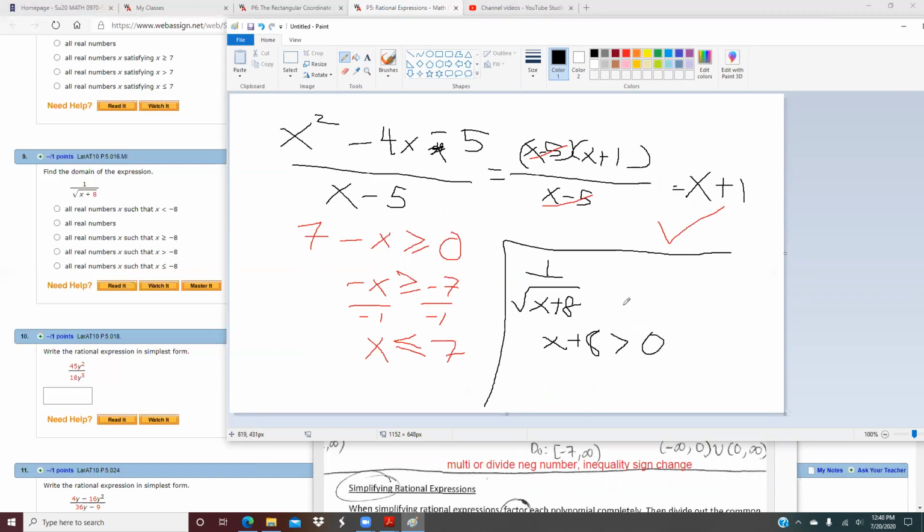There's no equal sign here. The reason why there's no equal sign is because you cannot have 0 in the denominator. So that's the reason why your answer in this case is x is greater than negative 8, sorry. So your answer in this case will be D here. So that's how we simplify this for question 9, okay?